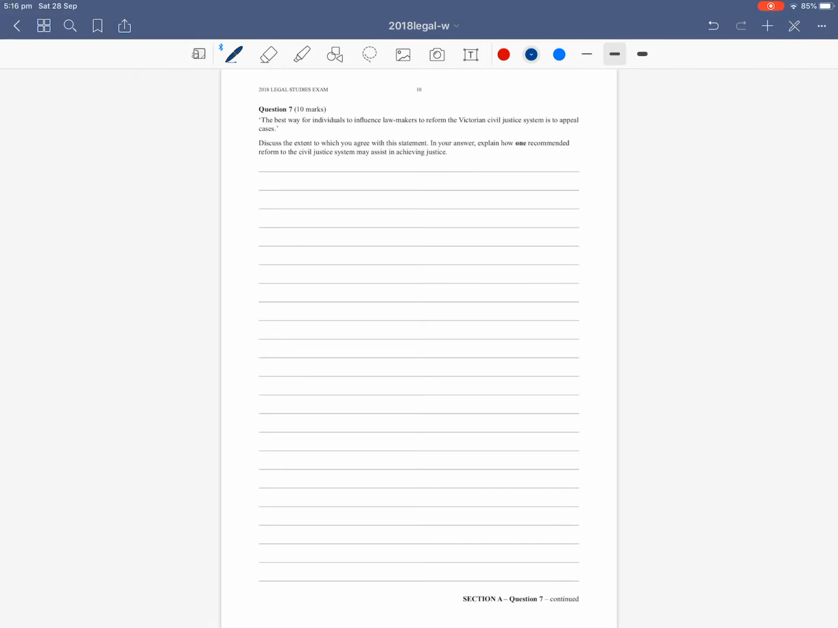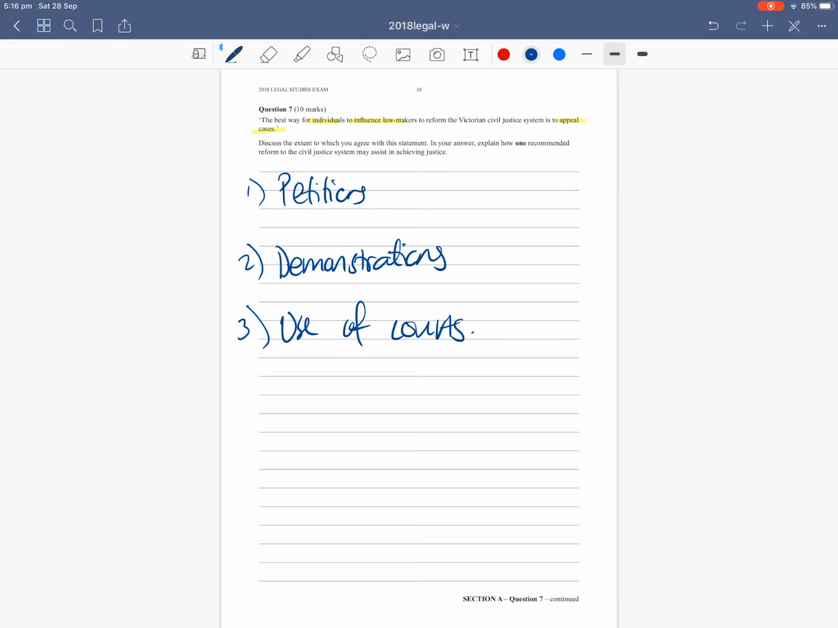Question 7, the 10 marker. The best way for individuals to influence lawmakers to reform the Victorian civil justice system is to appeal cases. Automatically, I'm looking at this and going, all right, Unit 4 AOS 2, because individuals influence lawmakers, appeal cases. As you know, there are 3 ways that people can influence law reform. According to the study design, we had petitions, we had demonstrations, and we had the use of courts. Already this question is saying this is the best way because the use of courts is appealing cases. Petitions and demonstrations aren't that.